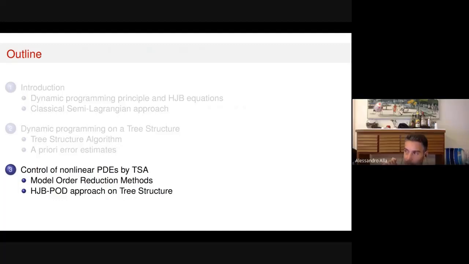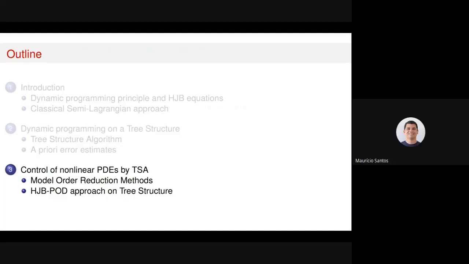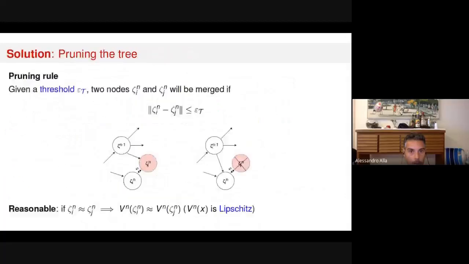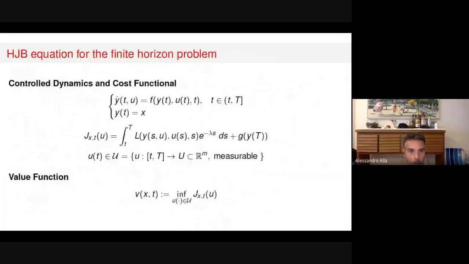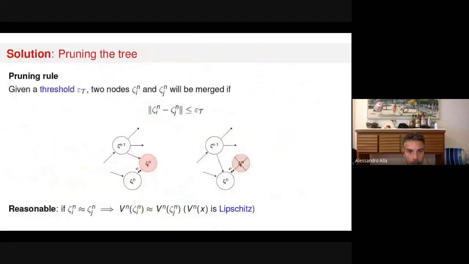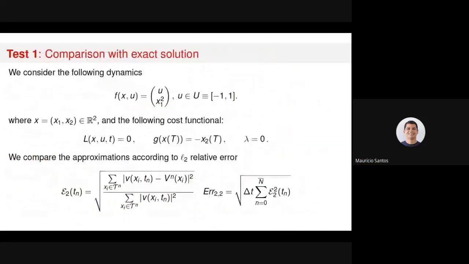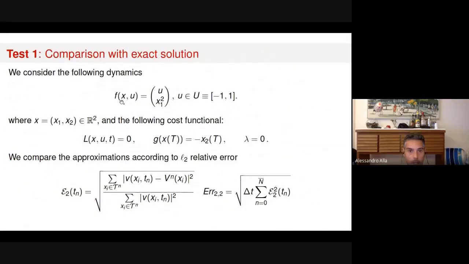Just a small question. In the first part of your talk, what was the particular equation and the particular functional you have used to make the simulations? I missed this. Maybe the first test, you mean? Yes, here. So this is, let's say, x1 dot equals u and x2 dot equals x1 squared. Very simple, but okay.